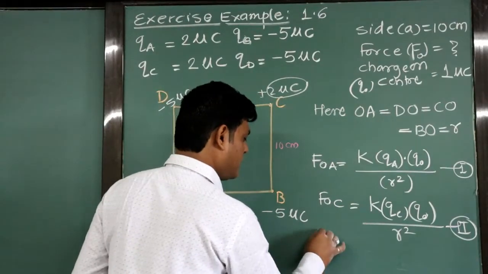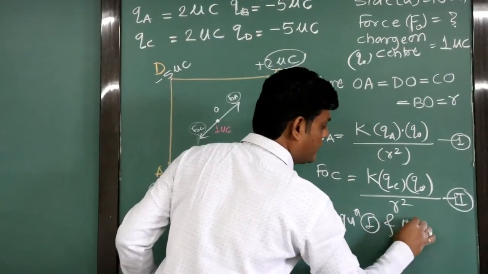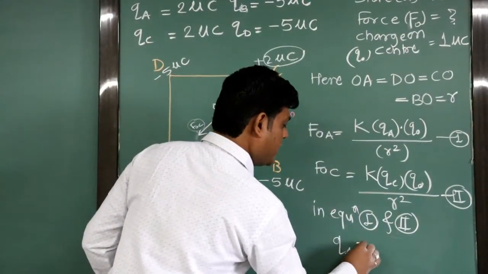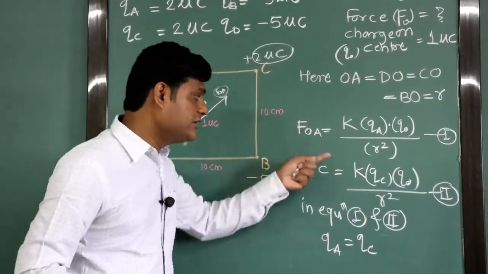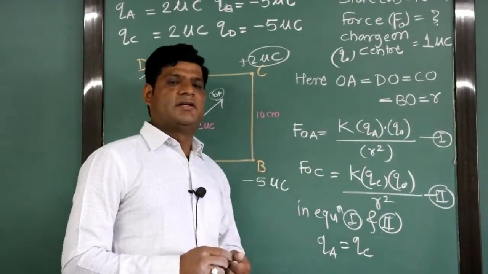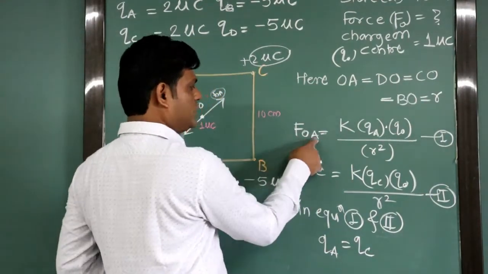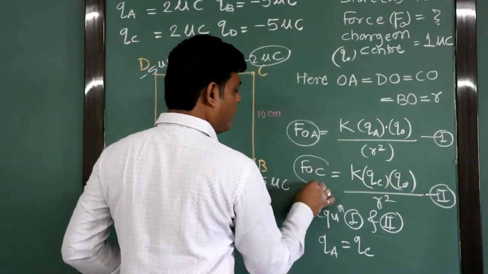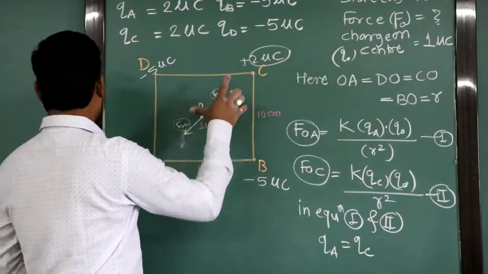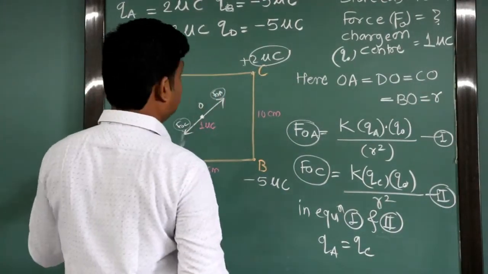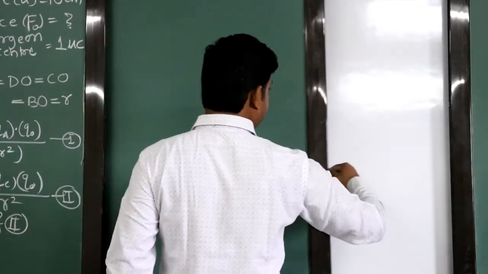So in equations 1 and 2, QA is equal to QC. By observing these two equations, all the terms are the same. So the force acting on O due to A, this FOA, and this FOC are equal in magnitude because they are at the same distance, right? So here we will write like this: they are equal in magnitude.